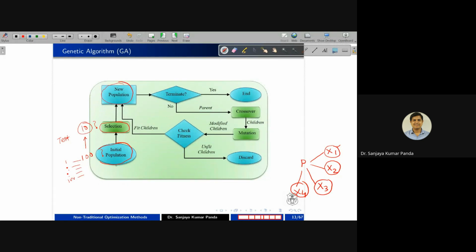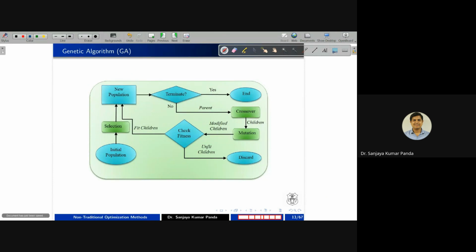And you can see this particular process, starting from initial population to new population. This is done only one time. Initial population, selection, new population. That is done only one time. It is not repeated throughout its life cycle. But here you can see there is a loop.